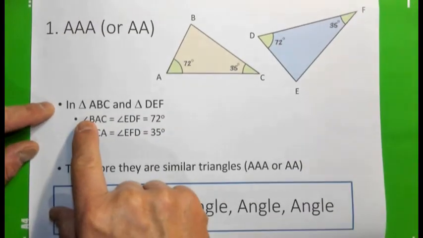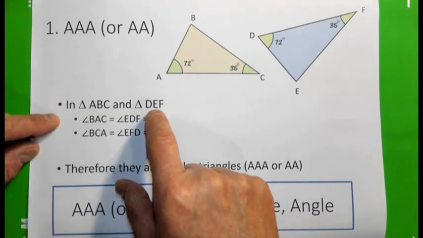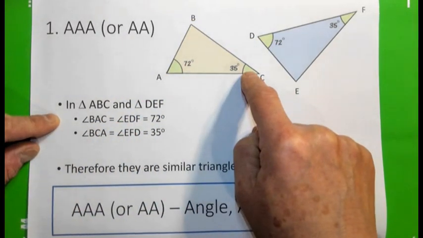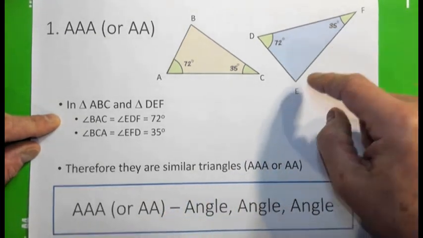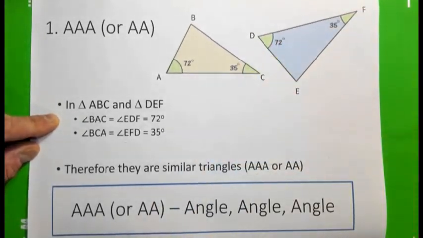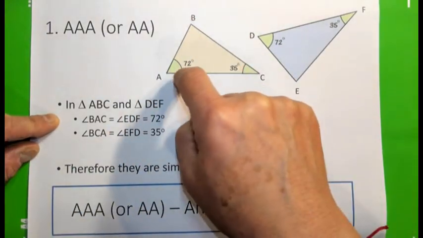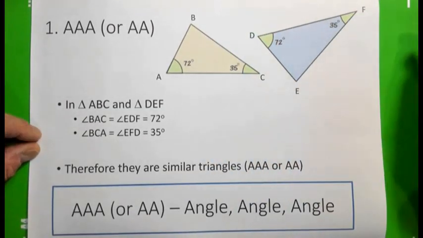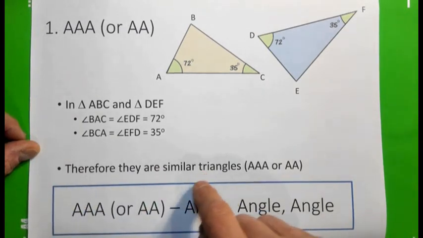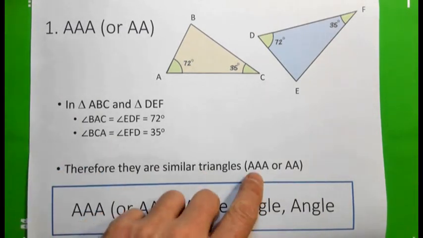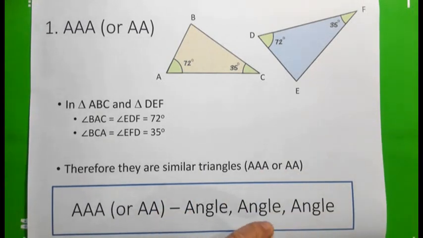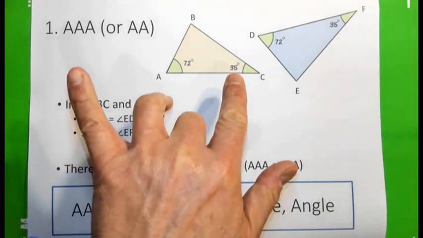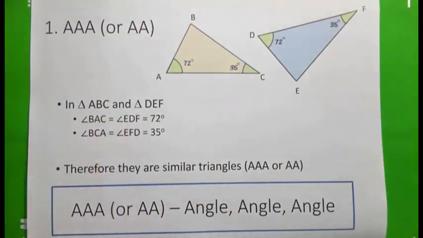So we can write, in triangle ABC and triangle DEF, angle BAC is the same as angle EDF and is 72 degrees. And angle BCA is the same as angle EFD, which is 35 degrees. Therefore, we can say that they are similar triangles. The reason is AAA or AA: angle, angle, angle, or angle, angle. It is fine if you use angle, angle only, because once you know these two angles, you can find the third angle. Now, let's do an example.